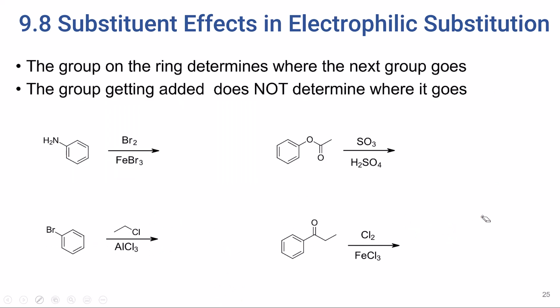So the group that's on the ring is the bus driver. That determines where the next group goes, not the one that is getting added. So whatever is over the arrow is not the bus driver. So that Br2 is not going to tell us where the next group goes. The NH2 is the bus driver.